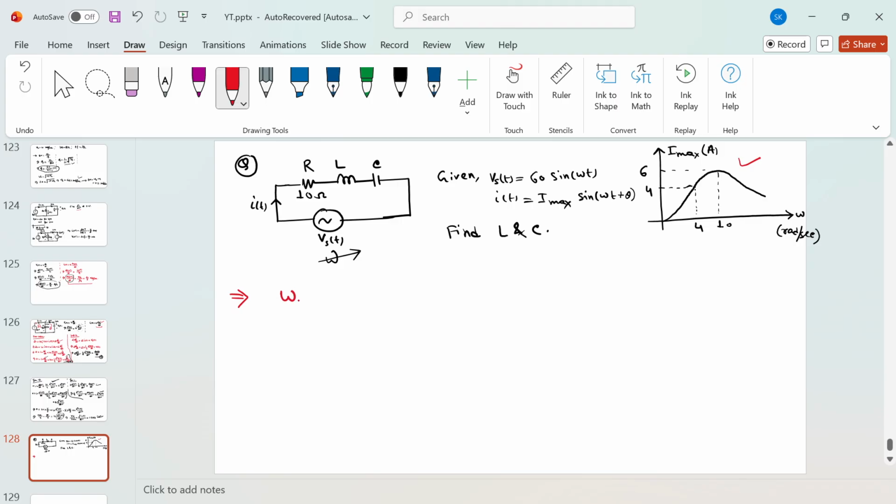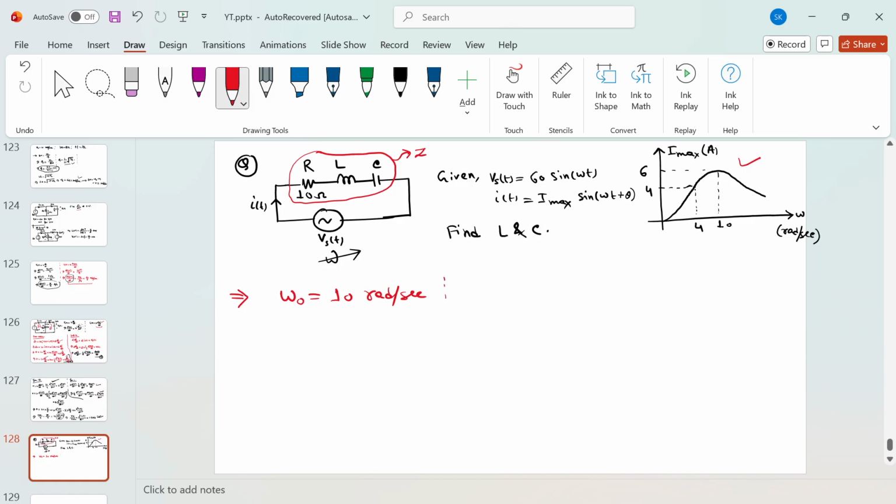My resonance frequency is 10 radian per second. Why is it the resonance frequency? Because at resonance frequency, the impedance Z of this RLC will be minimum and your current will be maximum, right? So that's why it is the resonance frequency.